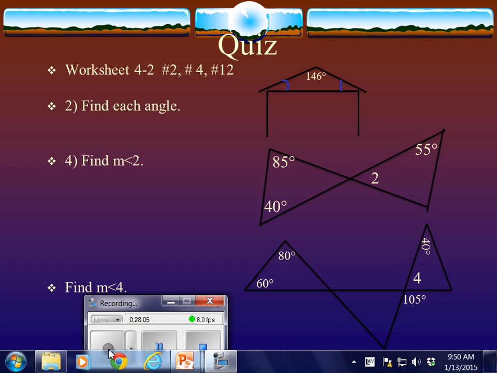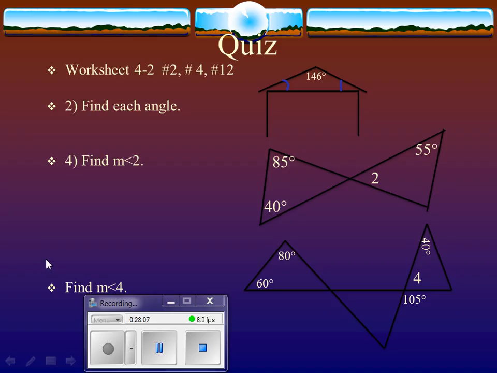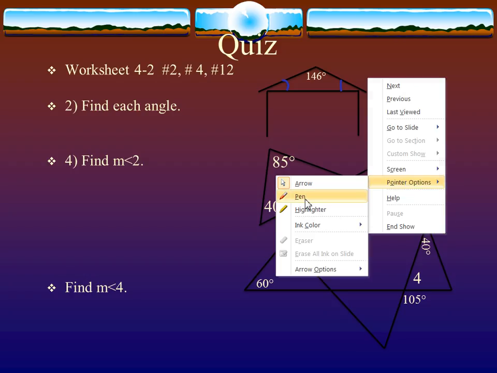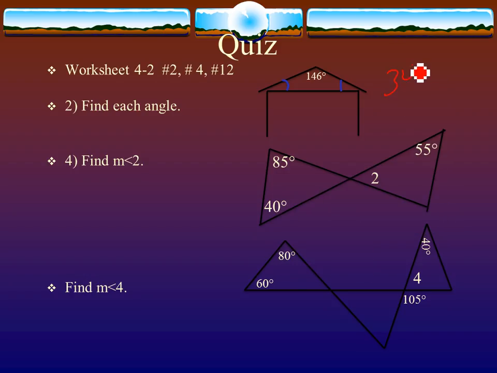Now, these are the 3 problems that are on the quiz. All right, the first one. How do I find these 2 missing angles? Subtract 146 from 180. What's that give us? 34. And then you divide that by 2, 17. So 17 degrees each.